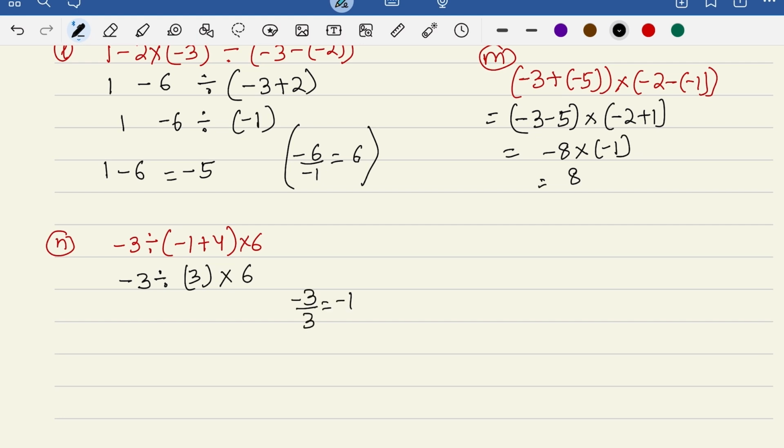So we can't do minus 3 divided by minus 18. It would be minus 3 divided by 3 first. And whatever is the answer, then we multiply it by 6. So answer is minus 6.